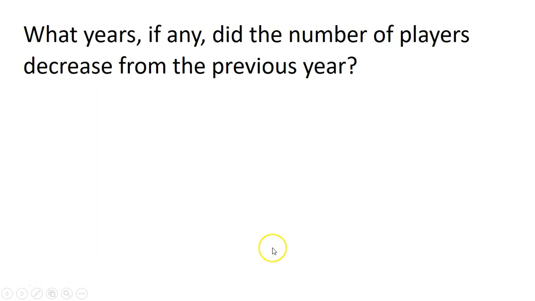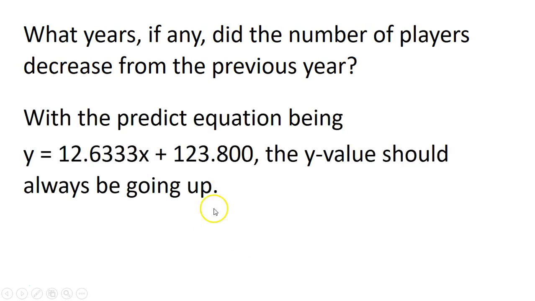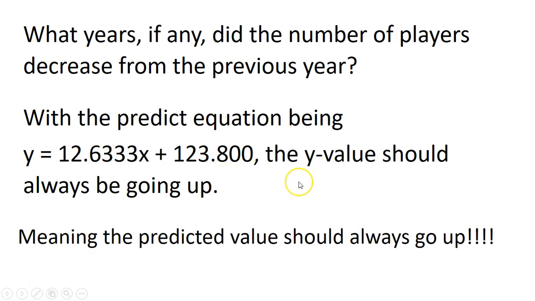What years, if any, did the number of players decrease from the previous year? So I want to know if they decreased. In this, the y value should always be going up, right? Because it's always adding more people to it. So the predicted equation is saying that the predicted value should always be going up when we're doing this.